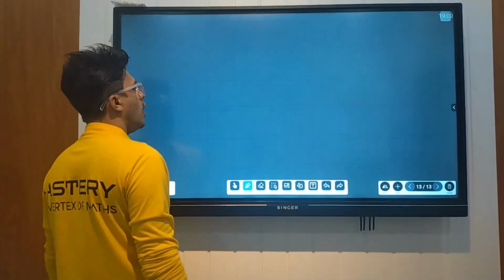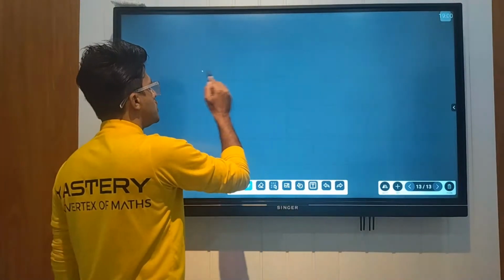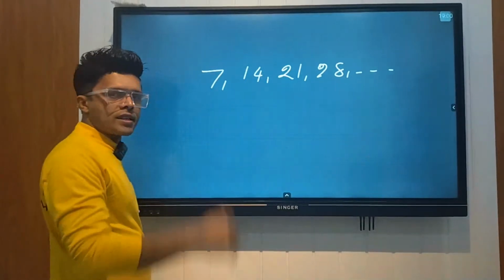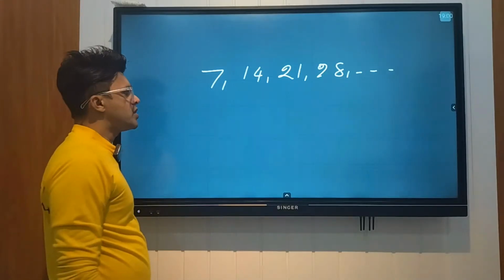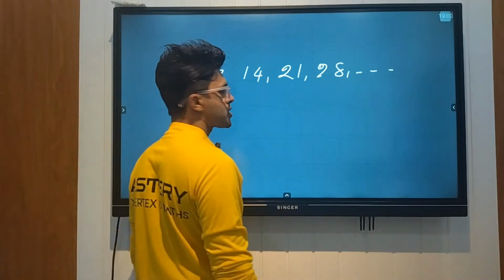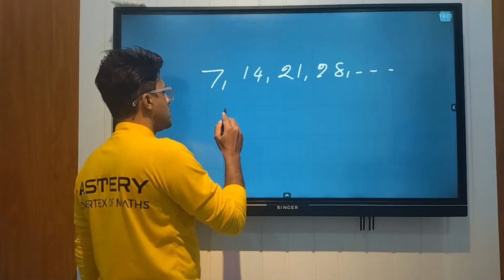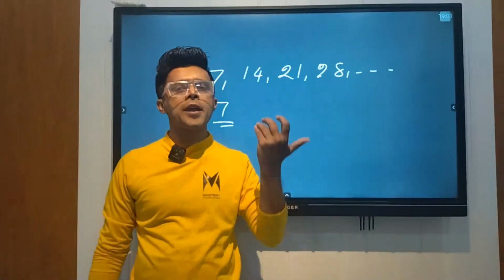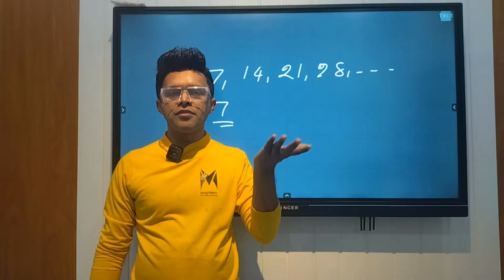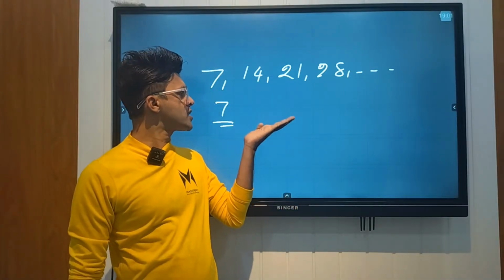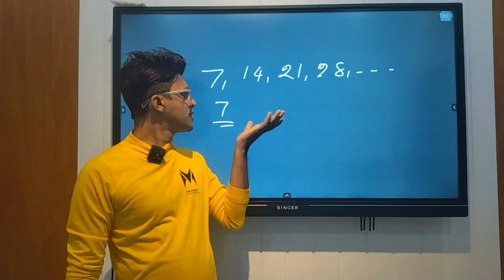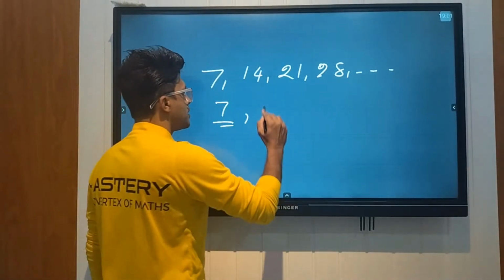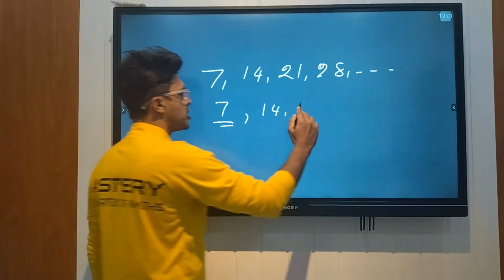So, think of this one: 7, 14, 21, 28, and so on. What is the first term of this number pattern? The first term, the second term. According to my memory, in your first exercise you can see a question asking for the first term, second term, third term, and so on. Okay, so the first term is 7, the second term is 14, the third term is 21, and so on.